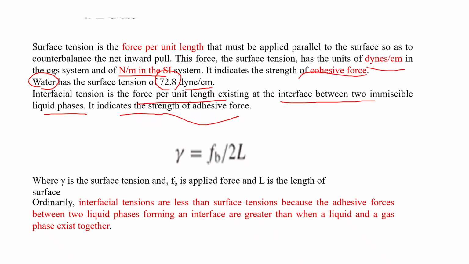Mathematically, surface tension is expressed with the help of gamma. Gamma equals F_B by 2L, where gamma is the surface tension, F_B is the applied force, and L is the length of the surface. Ordinarily, interfacial tension will always be less than the surface tension, because at the interface the adhesive force is greater than the cohesive force, that's why interfacial tension will always be less than the surface tension.